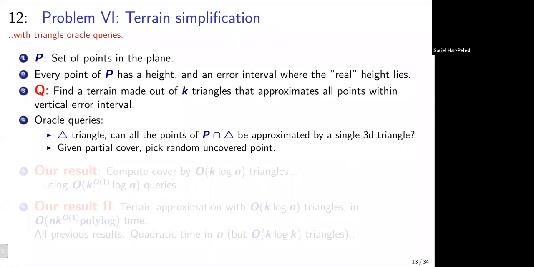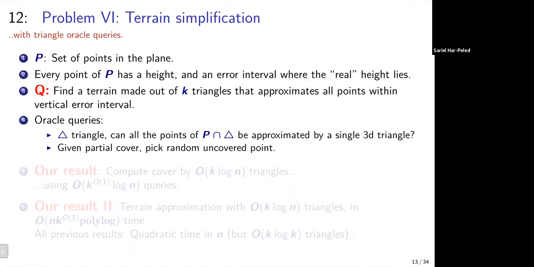Okay, and what is the Oracle query? Well, the Oracle query is, given a triangle in the plane, can all the points inside this triangle be approximated by a single triangle in 3D, namely, is there a 3D triangle that stabs all the segments? If you think about it, this is an LP problem, so it can be solved in linear time once we are given the points in this triangle. And the other Oracle query that we want is, given a partial cover, give me a random point, uniformly, that is not covered.